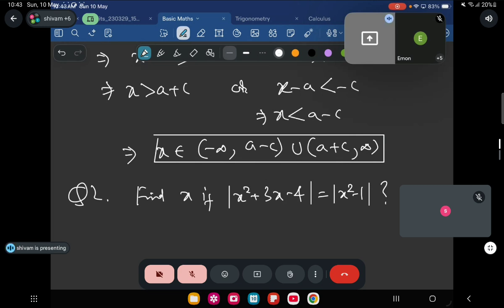Like for example, 3 is equal to 2.9 bar. Not only 3, you can write 4 as 3.9 bar. And you can write 3 as 3.0 bar. So every number can be written as a recurring decimal number. That is a different number system, the recurring number system.